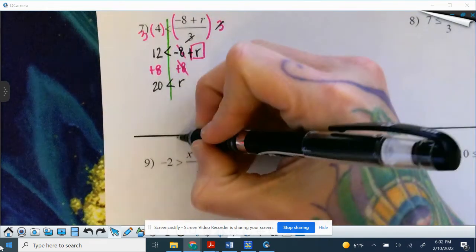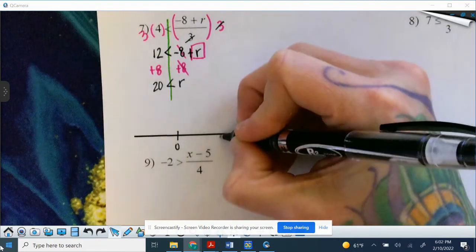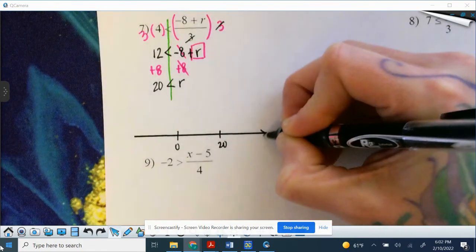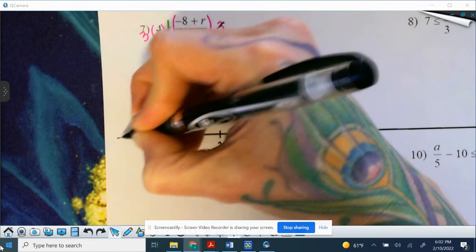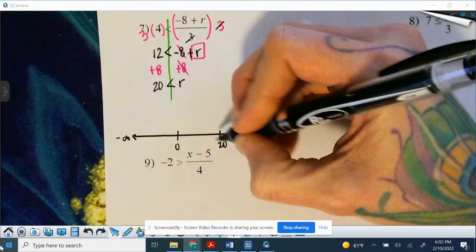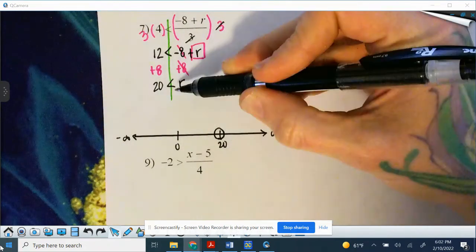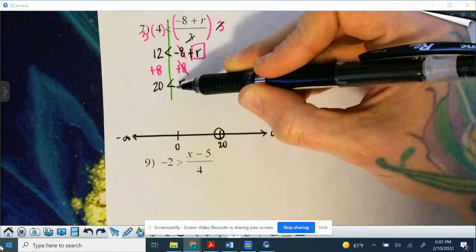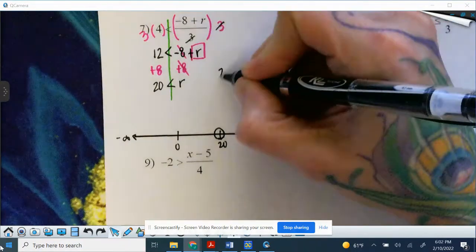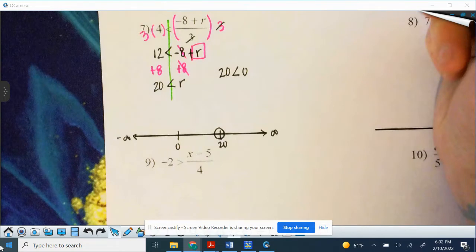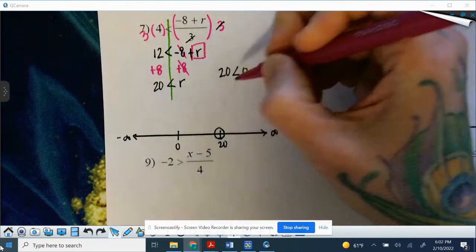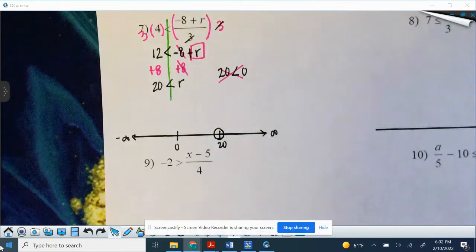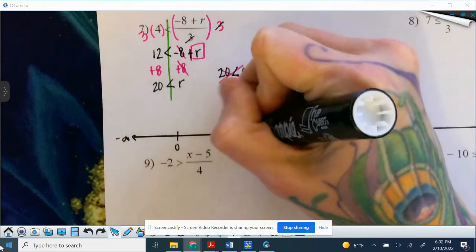Again, if that doesn't make sense, we're going to have a 0. 20 is to the right because these are positive numbers. These are negative numbers. We're going to draw a circle. Decide if it needs to be open or closed. It's open because there's no equal to. And then we're going to test our 0. Is 20 less than 0? 20 is not less than 0, so we are not going to shade towards the 0. We're going to shade away from the 0.